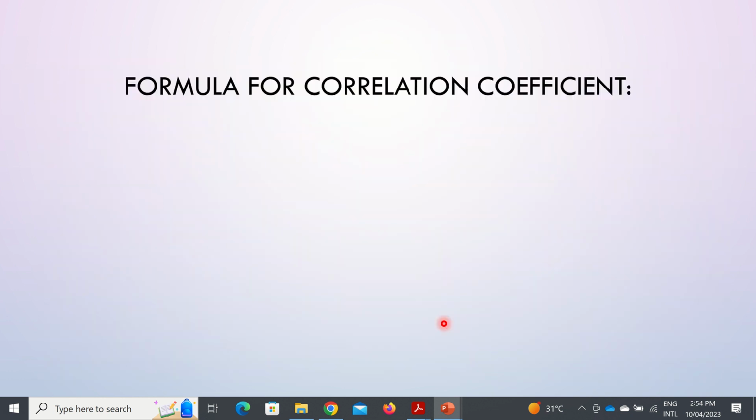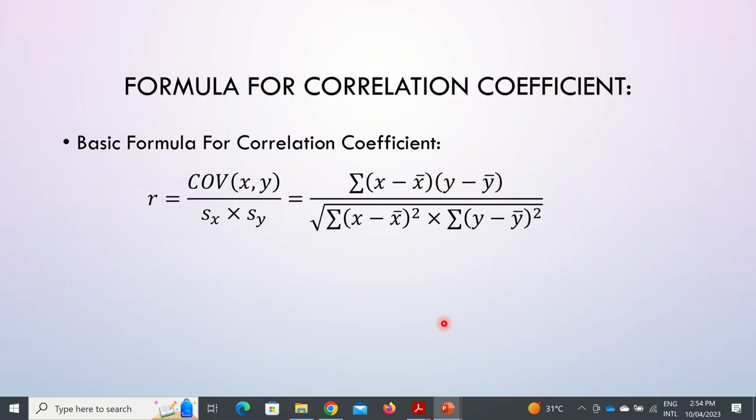So how do we find it? Let's have a formula for it. The general or basic formula for the correlation coefficient, that is what?